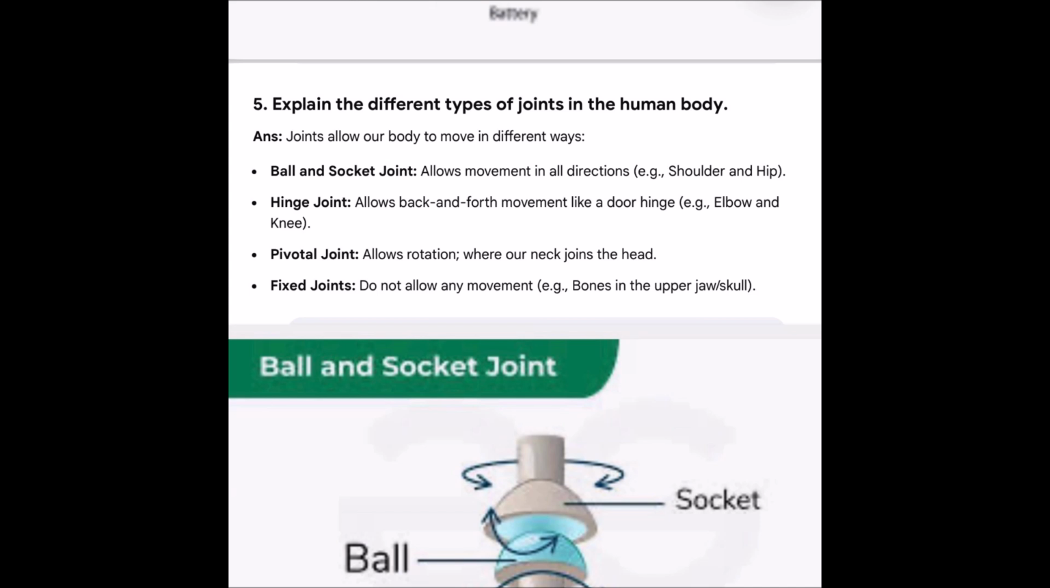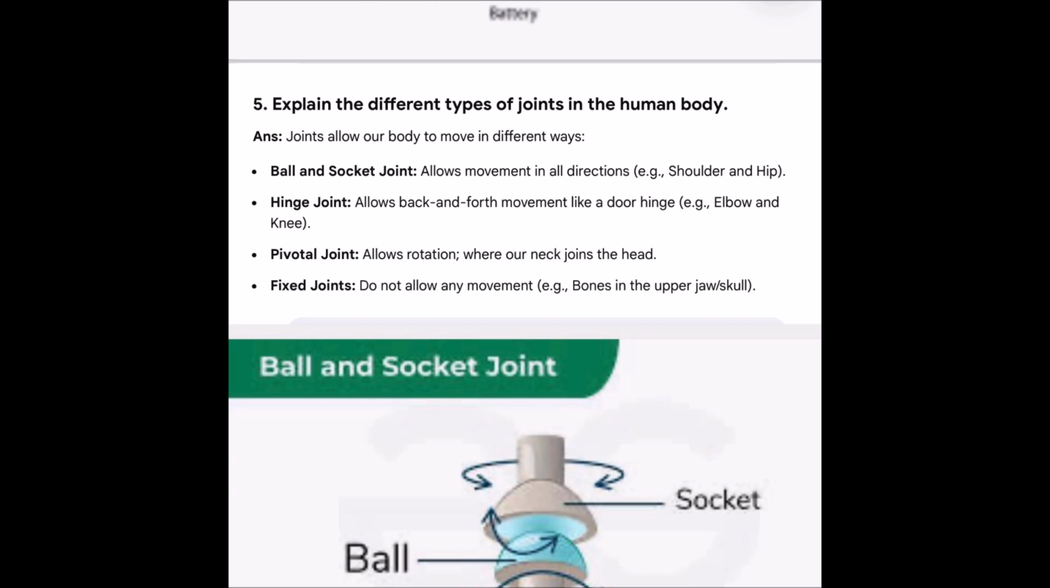Next one is hinge joint. This allows back and forth movement like a door hinge. This joint is in our elbows and knees. Next one is pivotal joint. This allows rotation, and this is in our neck where it joins the head. This is the pivotal joint.